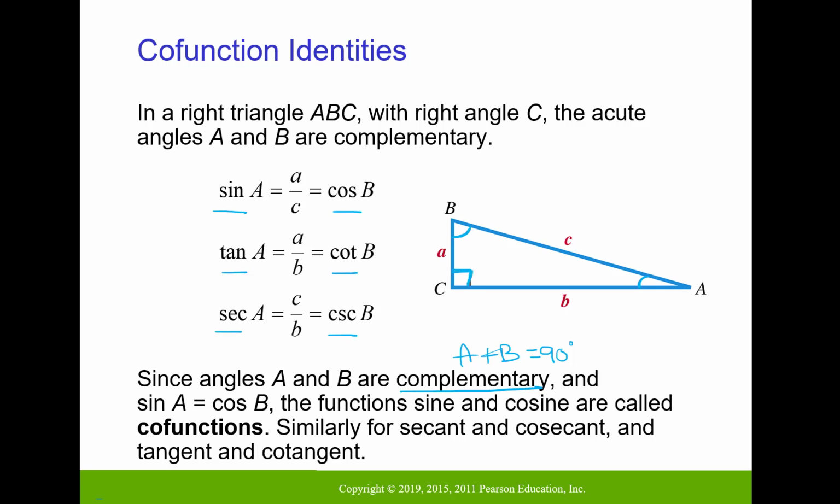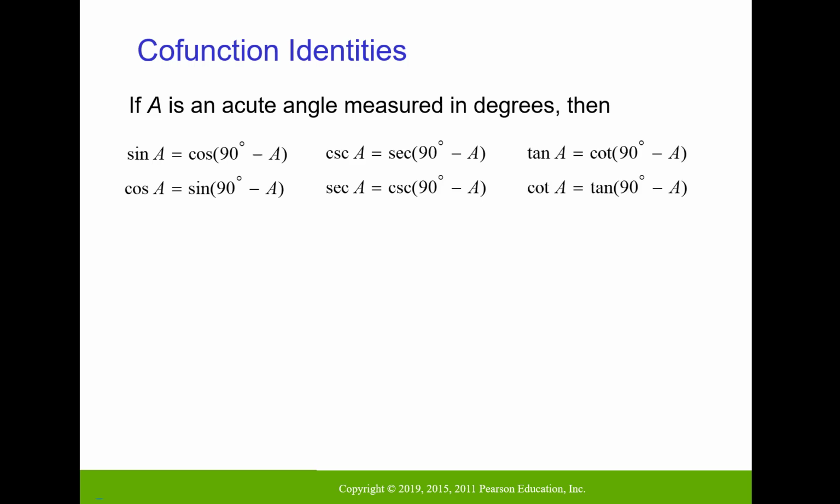And so what you do with cofunctions is with these complementary angles, so sine of one of the angles would be cosine of the complementary angle, and same thing for tangent and cotangent, secant and cosecant. And so here's sort of just a way to look at it.